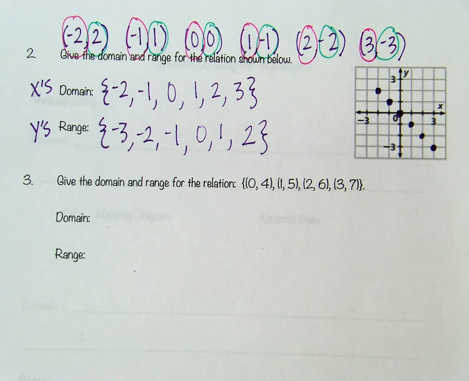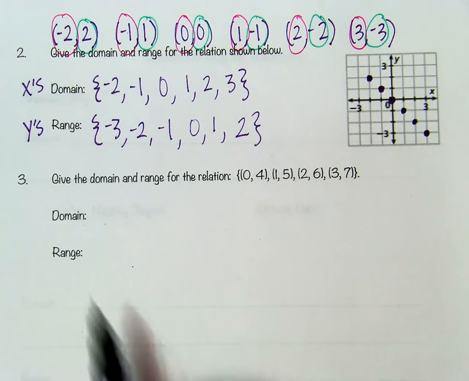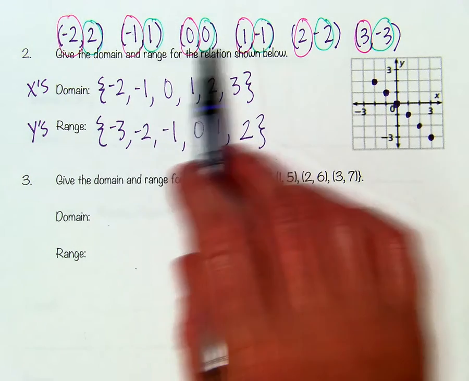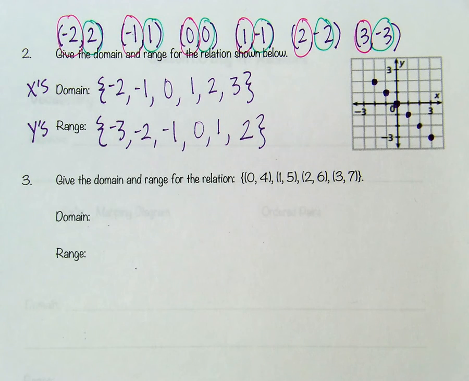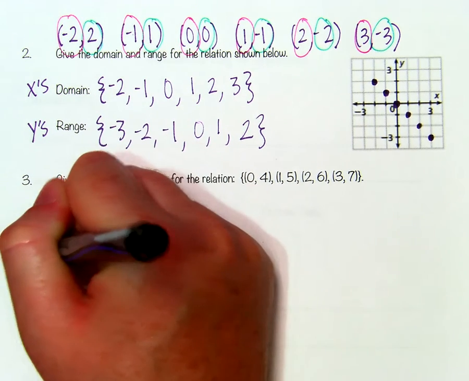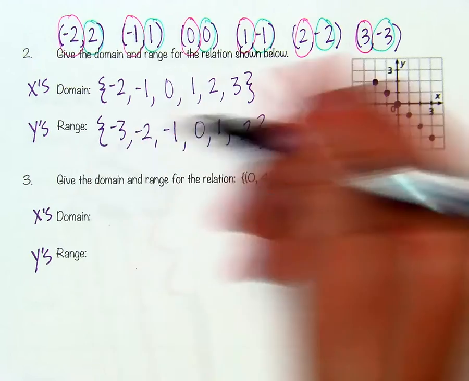Okay. Last example, and then you guys are free to work on your homework. Number 3 gives you a list of ordered pairs, just like I ended up writing them out for this problem. I just didn't have to look at a graph to get them, so this is actually easier. We're going to look at the domain first. Domain is your x's. Remember, range is your y's. So I'm looking at just the x's.